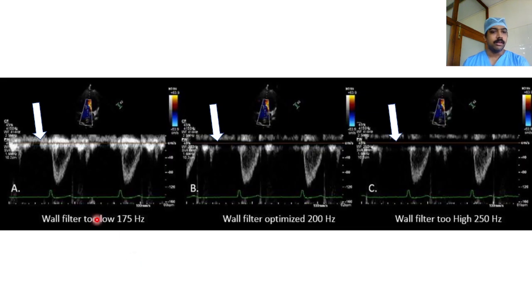Here we can see that if the wall filter is kept too low, that is 175 Hertz, there is a lot of noise around the baseline. Whereas here the wall filter is optimized at 200 Hertz. Here we can see a gap, that filtered black, so that is adequately filtered. And here the wall filter is too high, that is it is eating up most of the waveform. So this is the optimal in this scenario. Typically the low frequency signal we can cut off. That is the purpose of the wall filter.